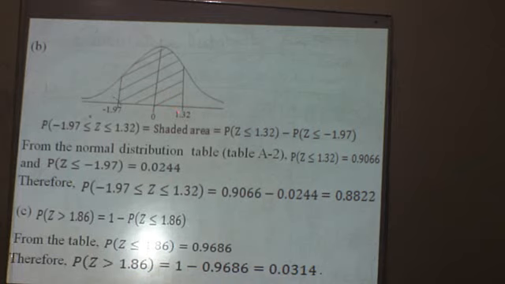Now let's come to the third example. We are to find the probability of Z greater than 1.86.